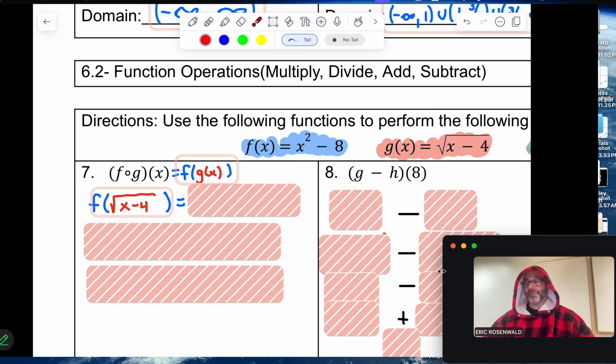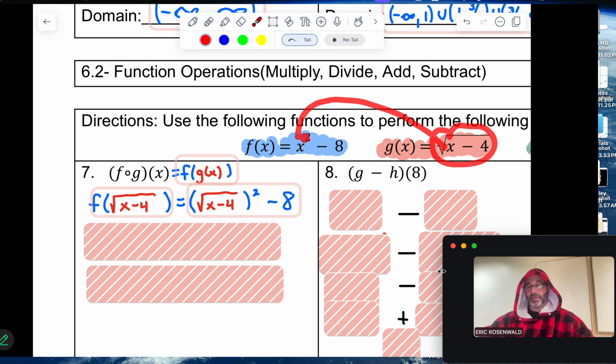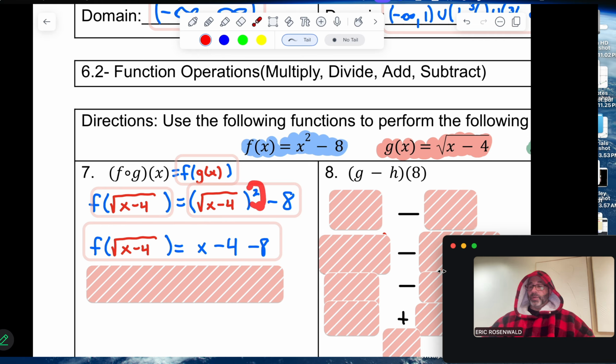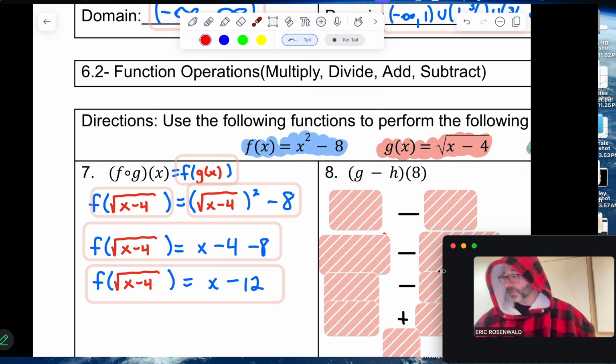So that's going to be f of square root of x minus 4, which means that function is going to look like this. Taking this right here and putting it in for this x, and that's going to leave us still with a square here and a minus 8, which is still in these two spots. So from here, you just simplify. When we simplify, the square and the square root right here are going to cancel each other out. We're left with x minus 4 minus 8. Simplify that, f of square root of x minus 4 is going to equal x minus 12, okay?